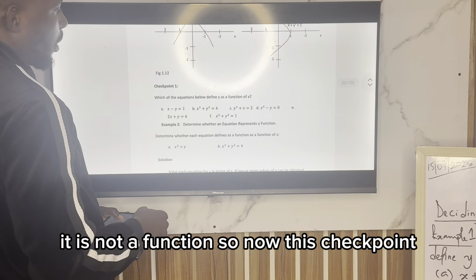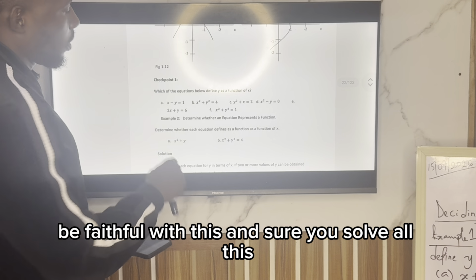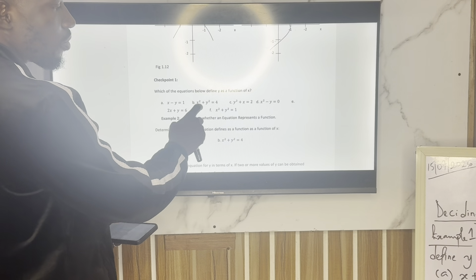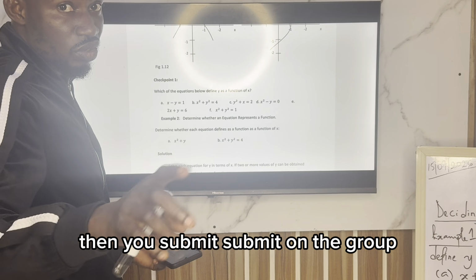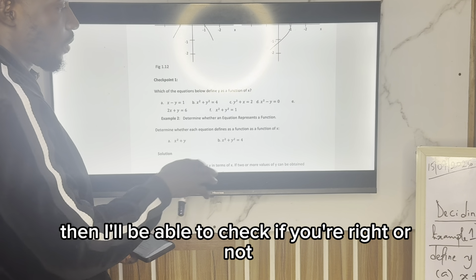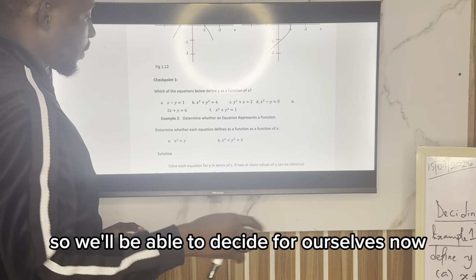So now this checkpoint, be faithful with this, ensure you solve all of this. This checkpoint 1, solve it, then you submit on the group. Solve it and submit on the group, then I'll be able to check if you're right or not. So we'll be able to decide for ourselves.